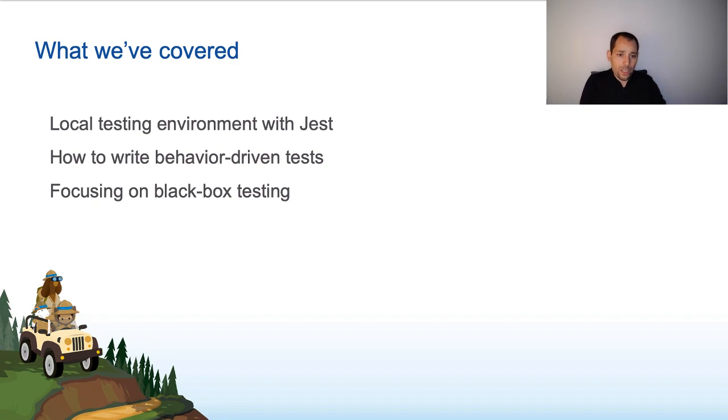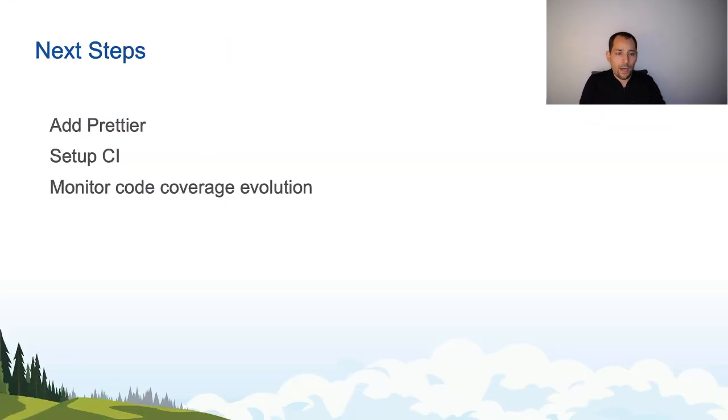Now, before I finish the session here, I want to give you some overview about the next steps or things you could do after running your tests. One of them is adding Prettier to your project configuration. We saw that we can enable a Node.js configuration for a project.